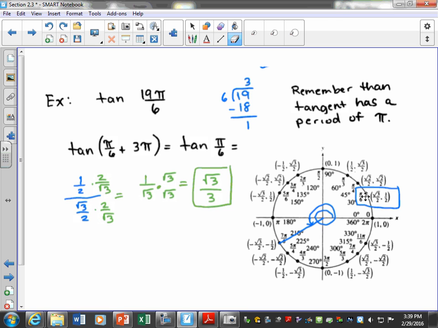Tangent of pi over 6 is over here. I have it highlighted. The tangent's going to be your y value, 1/2, over your x value. Multiply by the reciprocal. We get 1 over the square root of 3. We'll rationalize our denominator by multiplying both sides by the square root of 3, and it simplifies to the square root of 3 over 3.